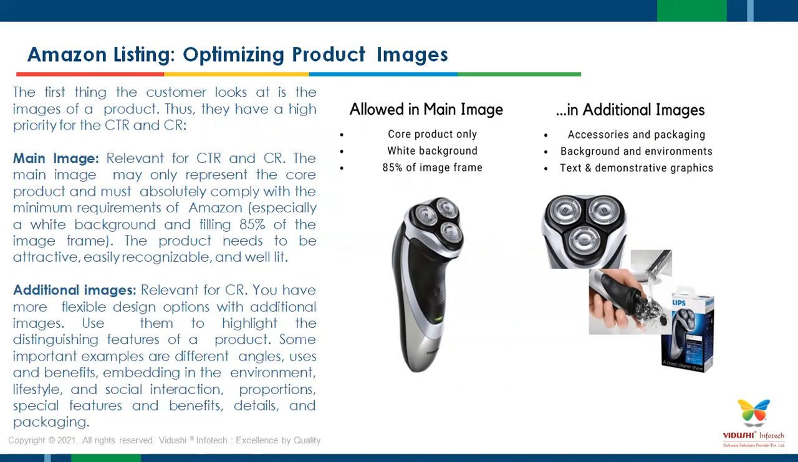The main image, relevant for CTR and CR. The main image may only represent the core product and must absolutely comply with the minimum requirements of Amazon. Especially, Amazon asks for a white background and a product should fill up 85% of the image frame. The product needs to be attractive, easily recognizable, and well lit.